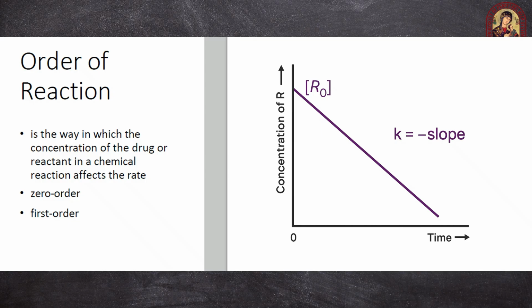On the graph shown, we see that as time increases, the concentration of the reactant decreases linearly, and the slope of this line, represented by K, is the rate constant. So to summarize, the order of reaction helps us predict how long a drug remains stable and how it behaves kinetically once formulated or administered.